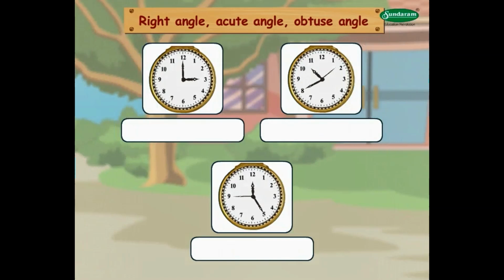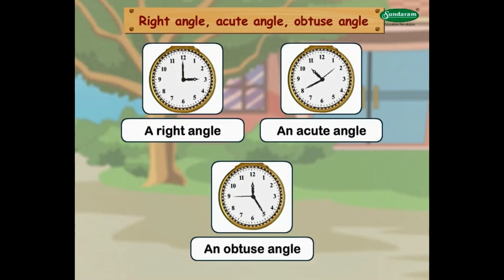Look at the hands of this clock. At 3 o'clock, the hands of the clock are at a right angle. At 10:40, the hands of the clock are at an acute angle. At 12:25, the hands of the clock are at an obtuse angle.